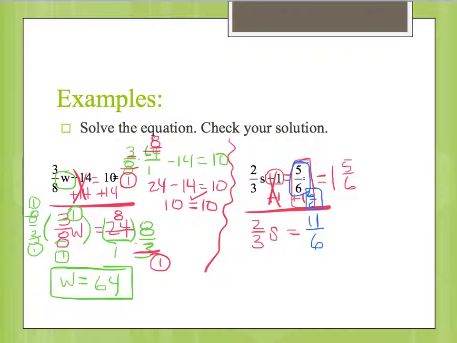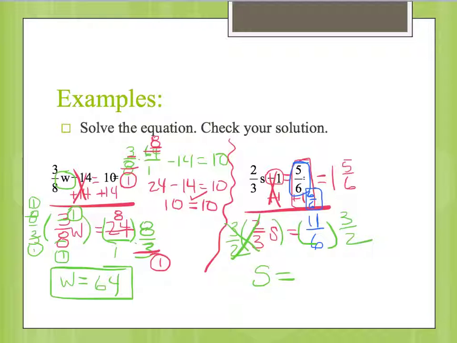So step 2, I'm going to deal with this coefficient 2/3. I'm going to multiply both sides by the reciprocal. So the reciprocal of 2/3 is going to be 3/2. Multiply both sides by 3/2. 3's cancel out, 2's cancel out, s is all that's left.